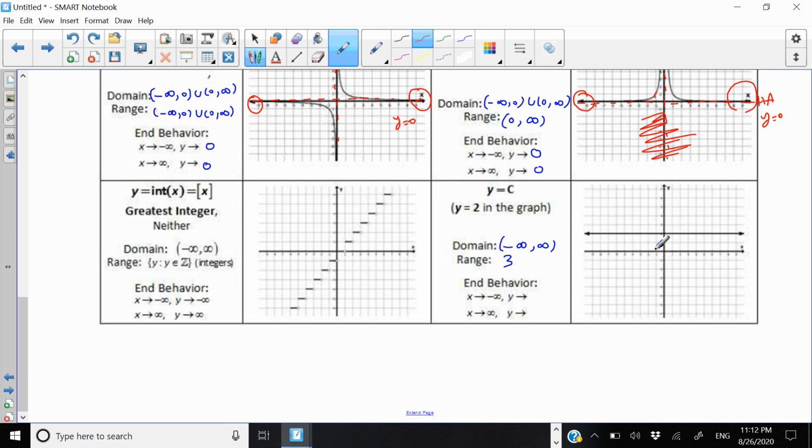Constant function. So what is happening here? First of all, we know that domain is negative infinity to infinity, and range is only 3. You need to put this in a bracket, in curly bracket. So because my y value is always 3, no matter what is my x, it's always 3. It's a constant. Sorry, it's 2, it's not 3. I made a mistake here. So I'm going to make this as 2.